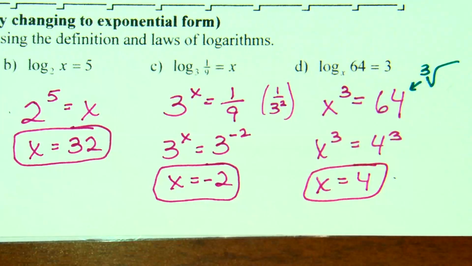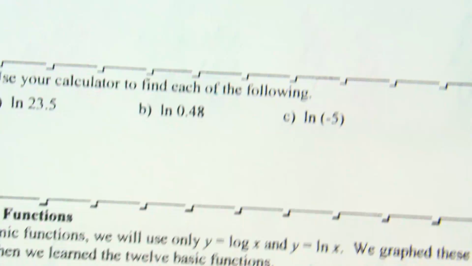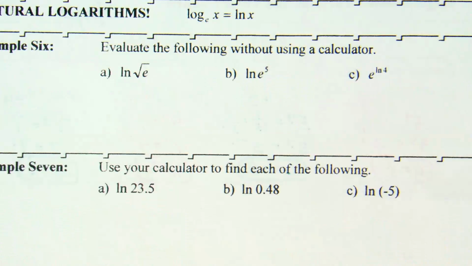Example 6 and 7 on the back is all we have to get through in 3 minutes. Whoops. In all honesty, you don't need example 7 from me. Example 7 is using the LN button on your calculator. Okay? What about the -5? It's going to be undefined.